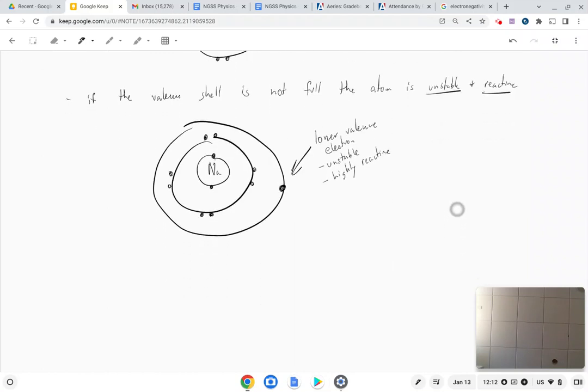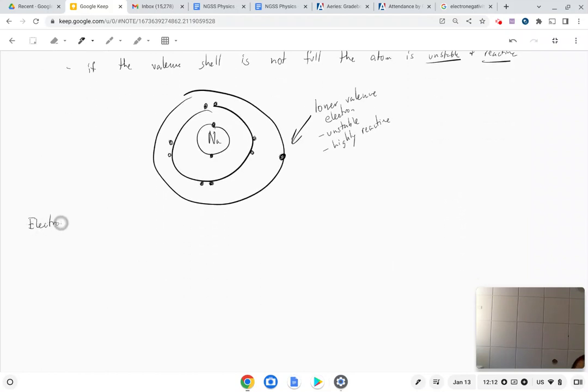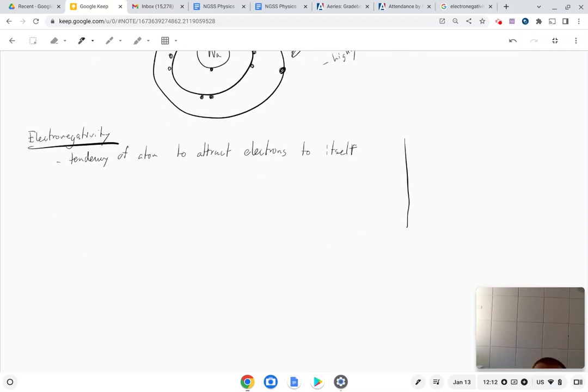All right, so now electronegativity. The definition is a tendency of an atom to attract electrons to itself. And there are different electronegativities. Generally speaking, the trend on the periodic table is kind of like this: you've got high electronegativity, then you've got low electronegativity.